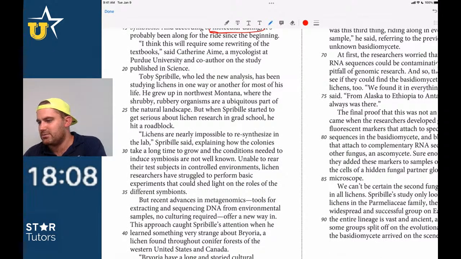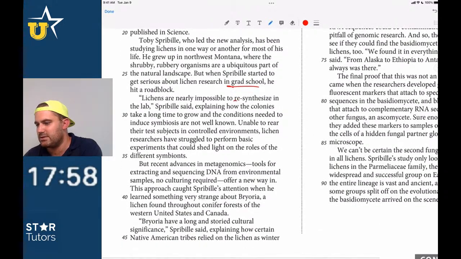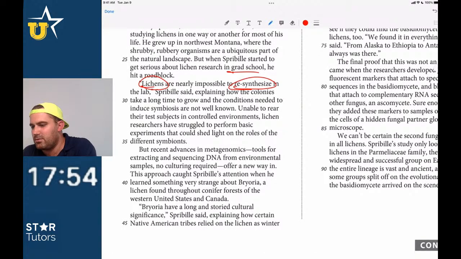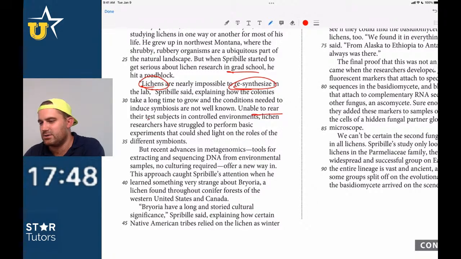Toby, who led the new class, studied lichen one way or another for most of his life. Serious research in grad school. Really impossible to resynthesize in the lab. So lichens are not easy in the lab. Unable to rear their test subjects in controlled environments. So I think create, right? To rear is to procreate. Researchers have struggled.